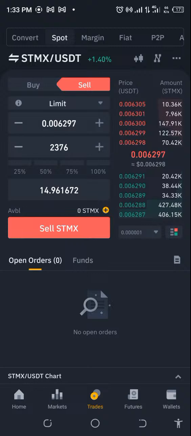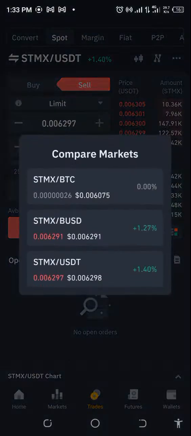Okay, what we have here is 14.96. But now I'm not doing this. I want to go with one of the prices in the order book, the next price. So let's go back and select our BTC, checking that everything is still complete and correct.